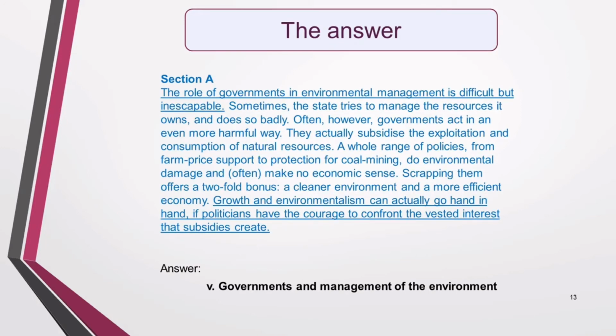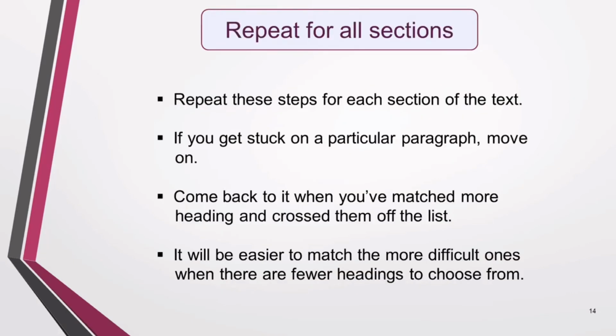This heading is quite easy to match, as the main idea is made clear in the very first sentence, often called the topic sentence. The answer is heading 5, Government and Management of the Environment. Did you get it right? If you didn't, go back and study the paragraph again and see if you can work out why it's the correct match. Now you just need to repeat this process for the other sections of the text.